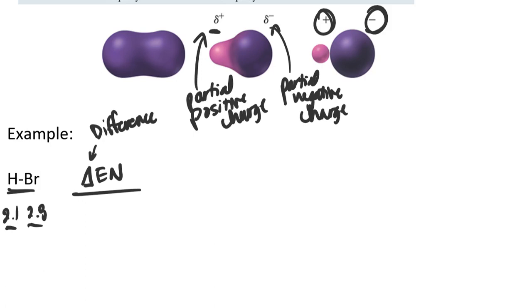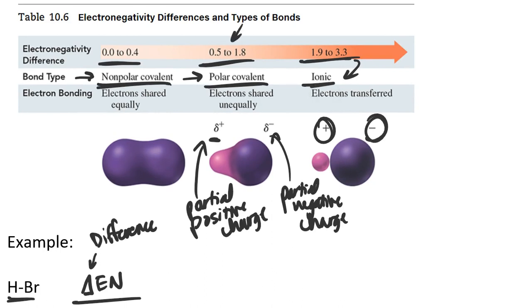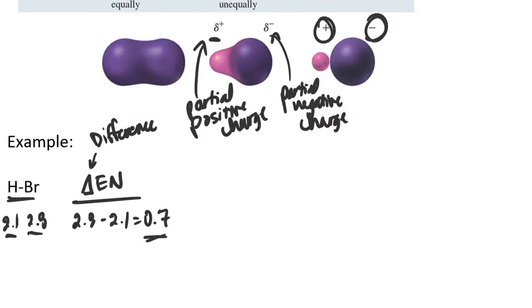And like I said, we want to take the absolute value of this difference. So it's 2.8 minus 2.1, that would be an electronegativity difference of 0.7. If I look this up in the chart above, that would fall within this range. So that would mean that the bond between hydrogen and bromine is considered to be polar covalent. And since hydrogen has the lower electronegativity, it has a partial positive charge, whereas the bromine, since it has the higher electronegativity value, would have a partial negative charge.